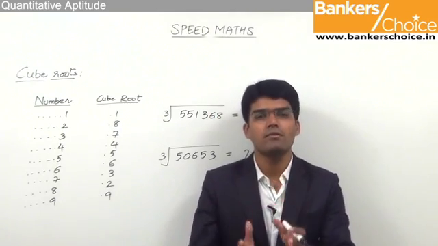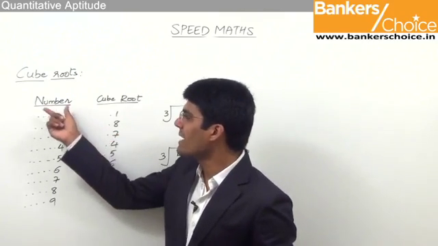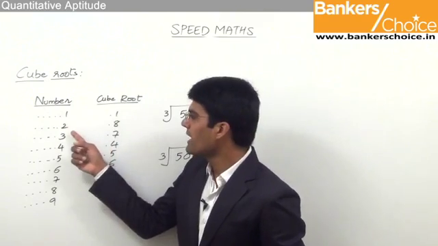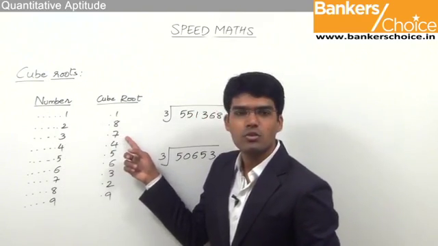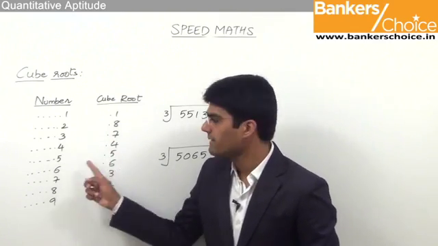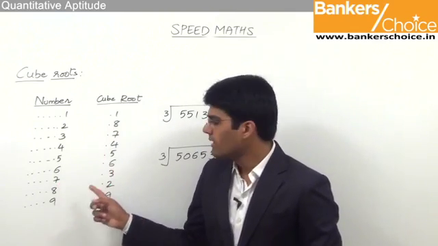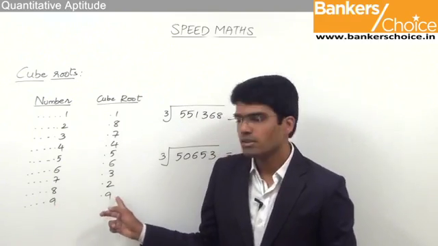Now for that, we have to know the pattern of unit place. So that is as given here. For example, when a number ends with 1, its cube root ends with 1. When a number ends with 2, the cube root ends with 8. When a number ends with 3, the cube root of the number ends with 7. Likewise for 4, it is 4, 5 is 5, 6 is 6. For 7, we get the answer ending with 3. When a number ends with 8, we get the cube root ending with 2. When a number ends with 9, the cube root ends with 9.